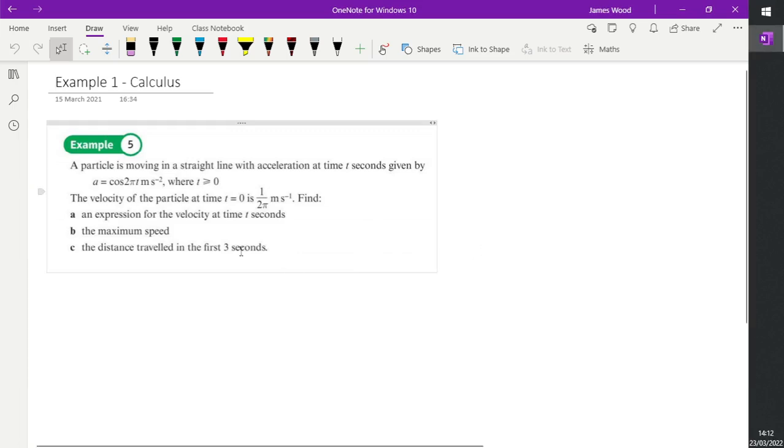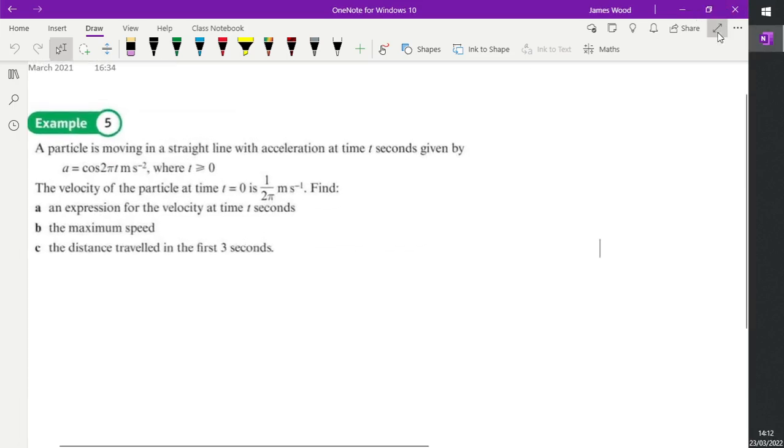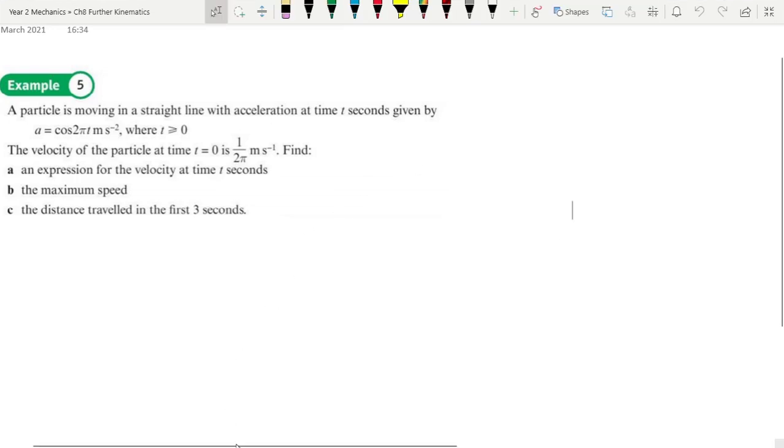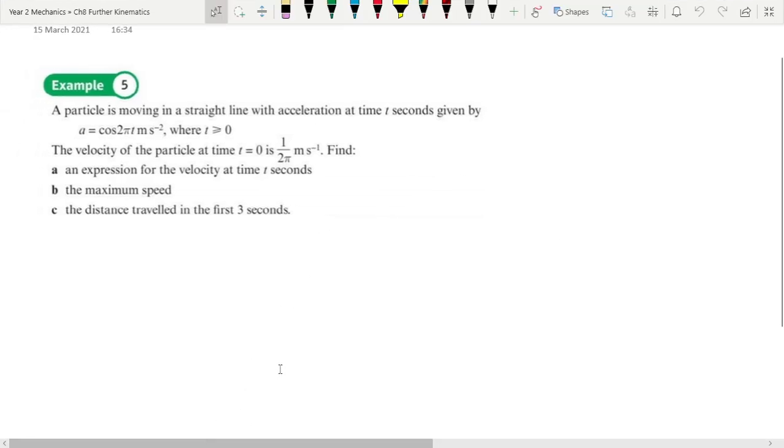Here's our first example for a question of this type. A particle is moving on a straight line with an acceleration of cos 2 pi t meters per second squared. The velocity at t equals 0, so the initial velocity, is 1 over 2 pi meters per second. And we've got to find an expression for the velocity at time t. So to go from an acceleration to a velocity, we need to integrate it. So that's what we're going to do.